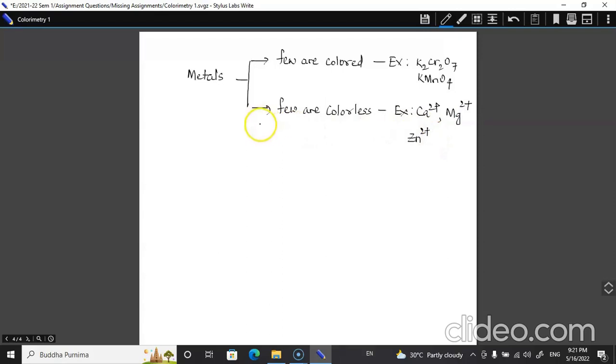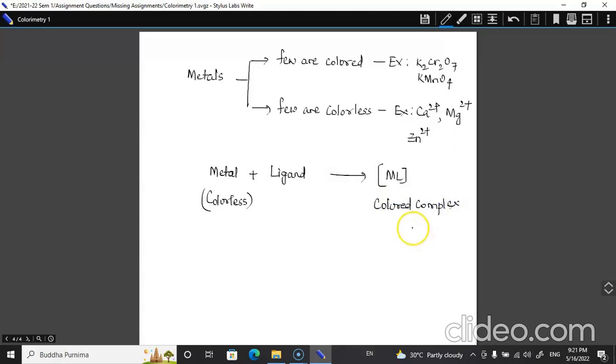In order to determine the concentration of metals, we react the metal with a ligand. Usually the metal is colorless, and we react it with a ligand. Then they form a metal ligand complex, which is a colored complex.